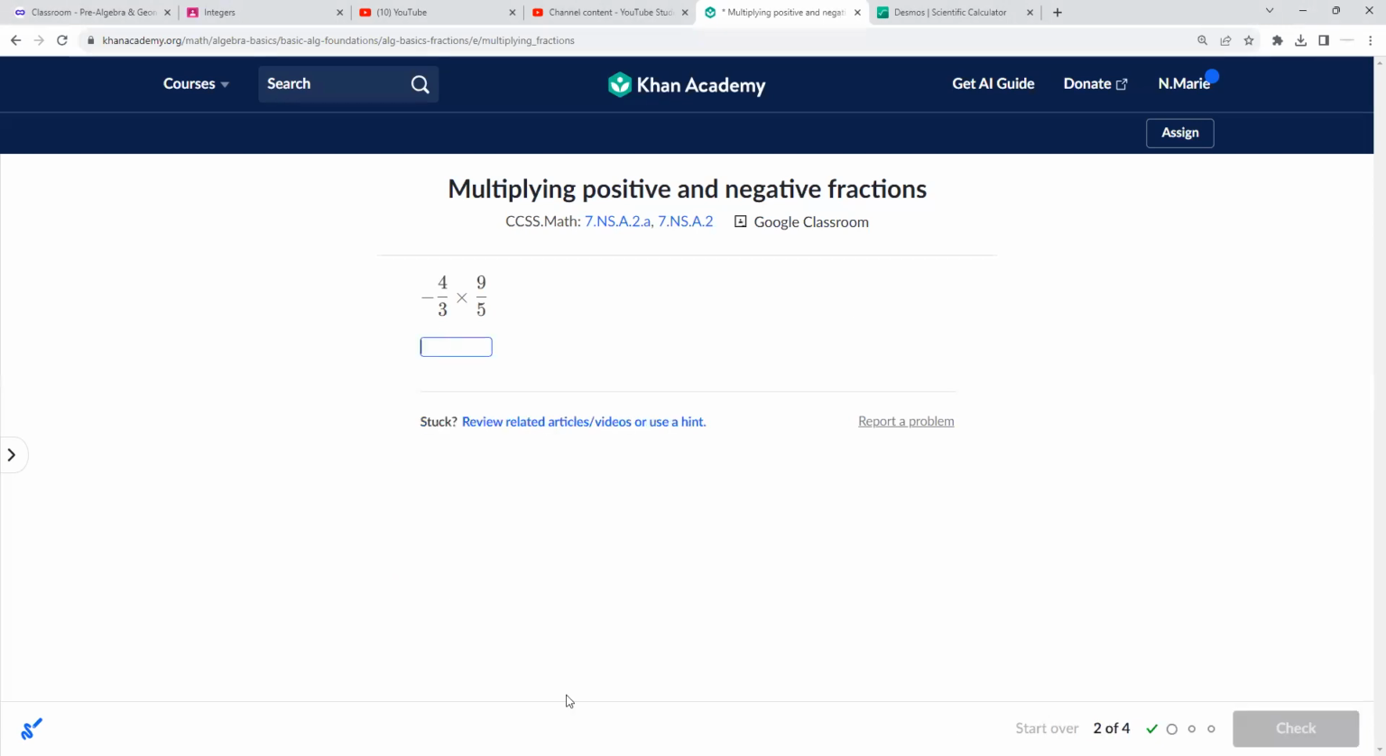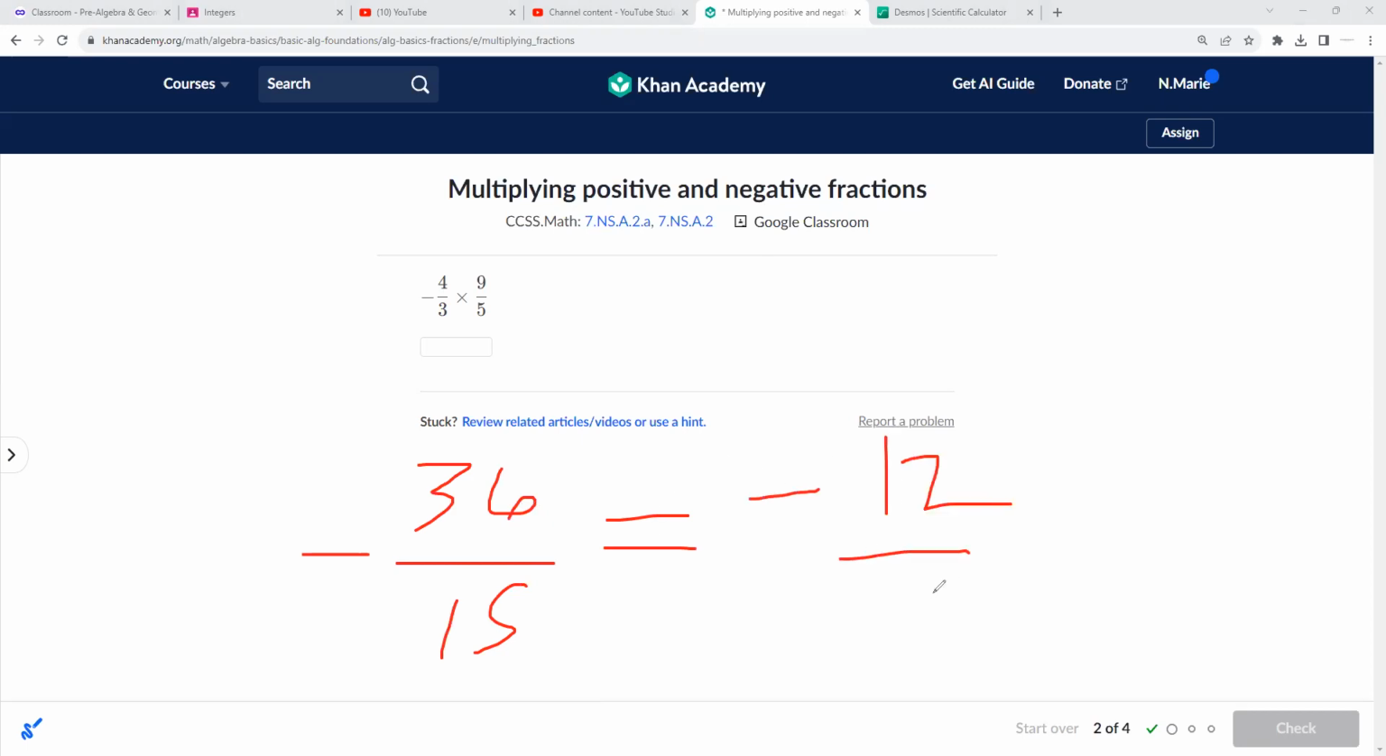Here, -4 times 9, so one negative, answer negative. The top I'm going to get 36, the bottom I'm going to get 15. I can divide top and bottom by 3. I'm going to get -12 over 5. So -12/5. Very simple, just multiply straight across, top and bottom.